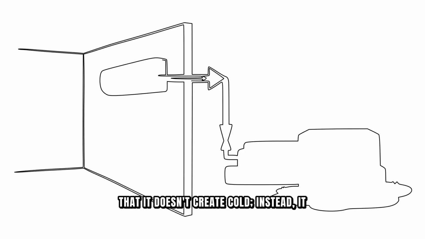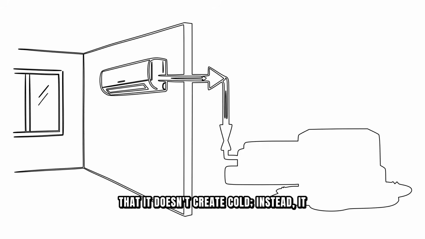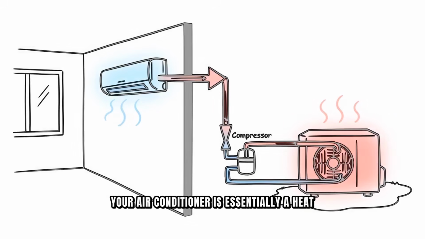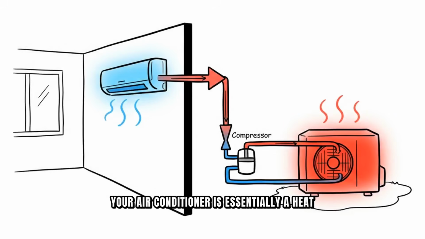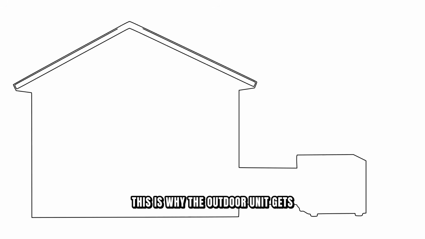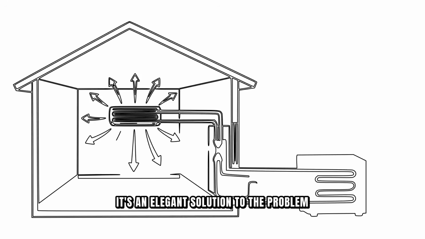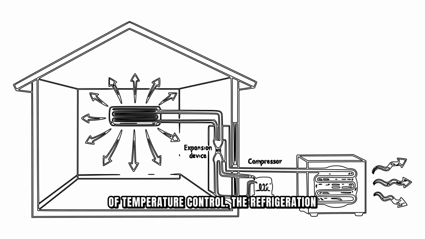The beauty of the refrigeration cycle is that it doesn't create cold. Instead, it moves heat from one location to another. Your air conditioner is essentially a heat pump that takes heat from inside your home and pumps it outside. This is why the outdoor unit gets hot while your indoor air gets cold. It's an elegant solution to the problem of temperature control.